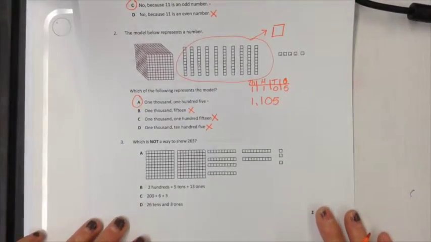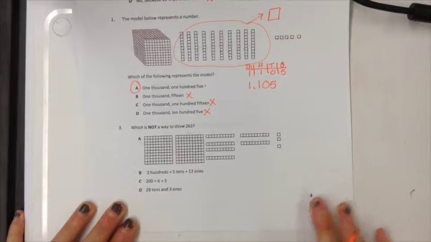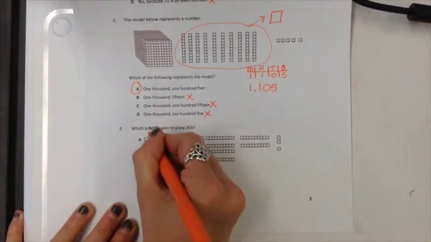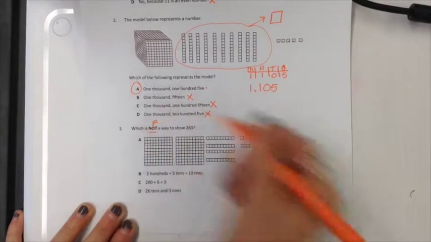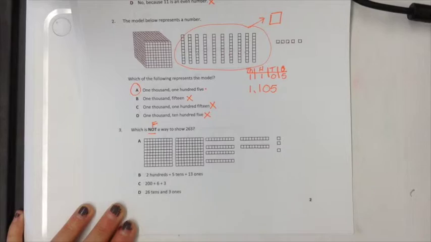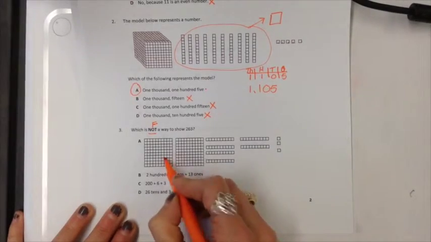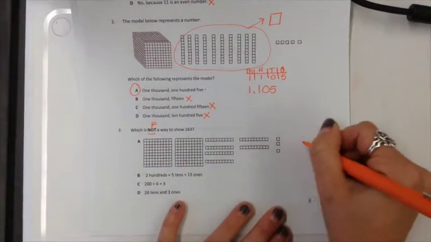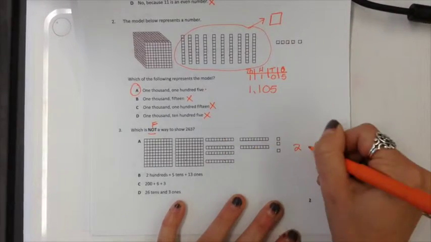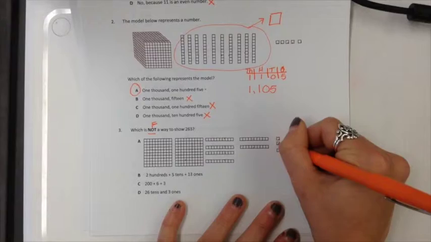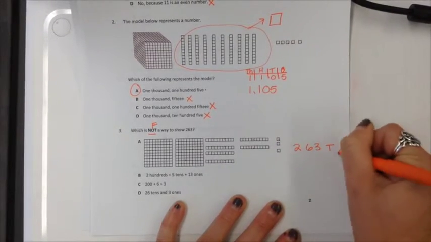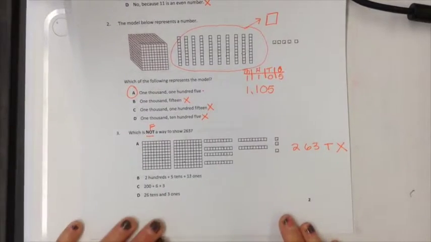Number 3, which is not a way to show 263. I need to go through each answer choice and find the answer choice that is false. If it is 263, then it's not going to be our answer. So here I have 200s flats, 1, 2, 3, 4, 5, 6 tens, and 1, 2, 3 ones. So that is 263. It's not our answer though.